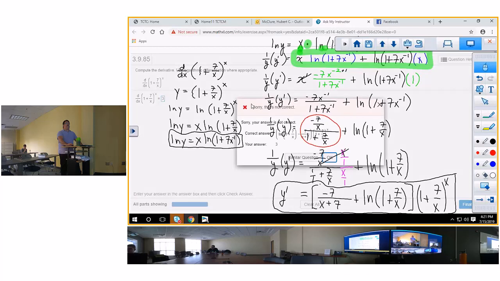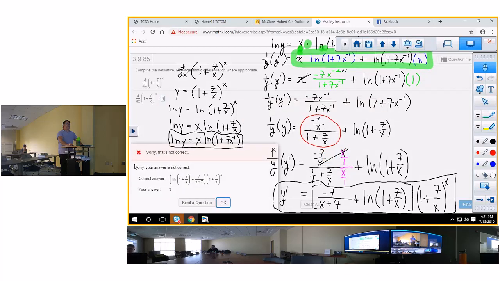Let's see what their answer is. Natural log of 1 plus 7 over x. And there's where people get it wrong right there. Negative 7 over x plus 7. There it is. So you need to highlight this little piece right here, and you need to say, when I have three denominators, x, 1, and x, I need to get a common denominator.